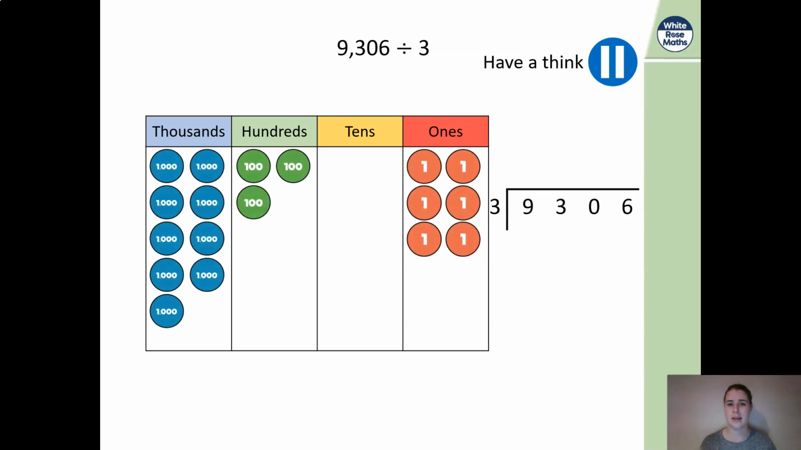Okay, so here are my counters. Remembering I've got 0 in my tens. So let's work out how many 3s are in 9. Well, I can see I can get 3, 6, 9. So I can get 3. So 3 into 9 goes 3 times.